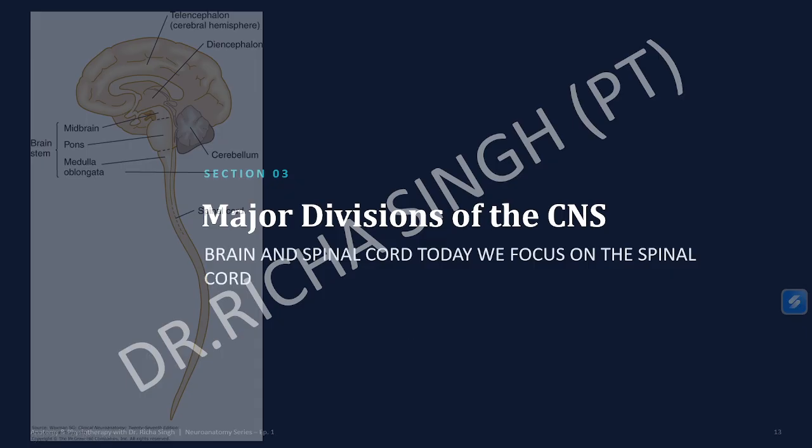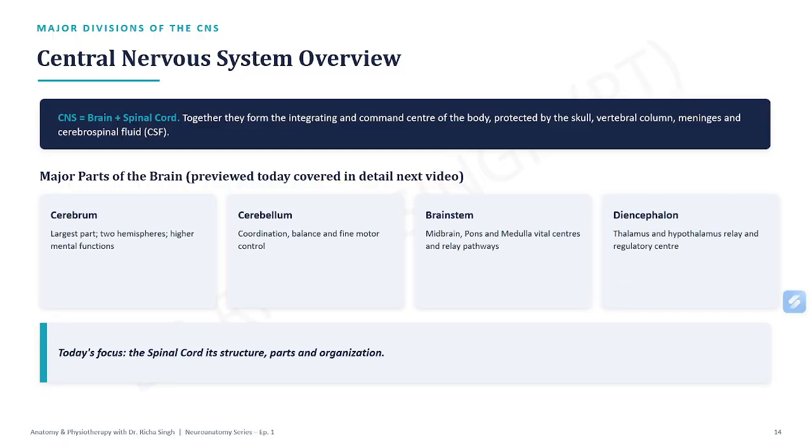Next, coming to the major divisions of the CNS. As we saw in the preceding slides, the CNS is composed of the brain and the spinal cord. Together, they act as the master center of the body. The brain is divided into four parts: the cerebrum, the cerebellum, the brainstem, and the diencephalon, of which we will be discussing in the next video. Today's focus is mainly on the spinal cord, its parts, and its organization.